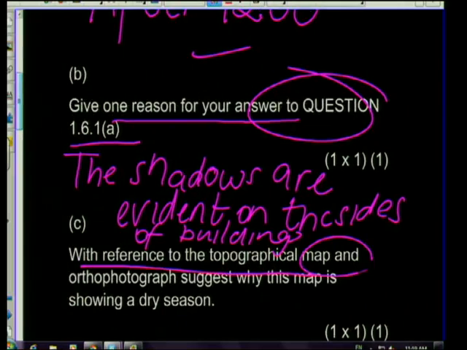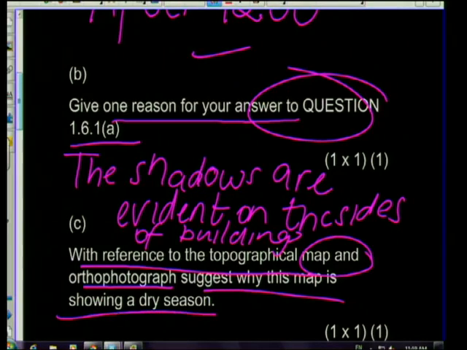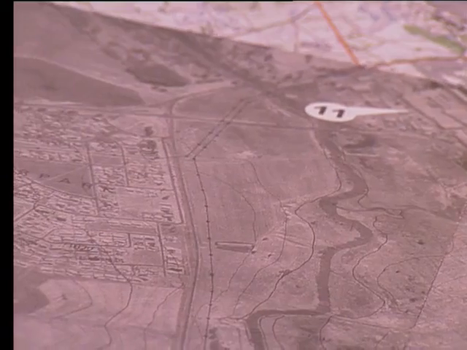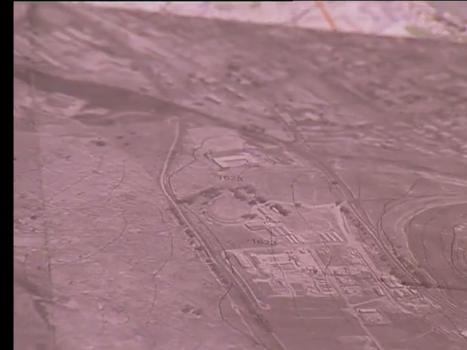With reference to the topographical map and the orthophoto, suggest why this map is showing a dry season. Now, this kind of question is a seasonal type of question. What should you look for? On the photograph, you will be able to determine the nature and amount of rainfall that has occurred. If there is no rainfall, it is a dry season or the winter season. What do we have to look for? We have to look for water in a storage dam. Now, if I have to look for a storage dam, I will note that the following occurs. Note in this area of the map, and I'm going to take it further this way, storage dams.